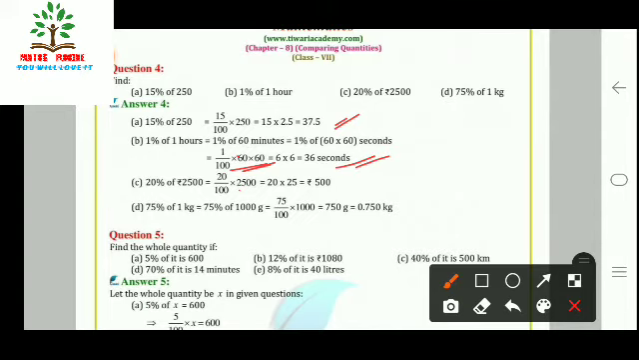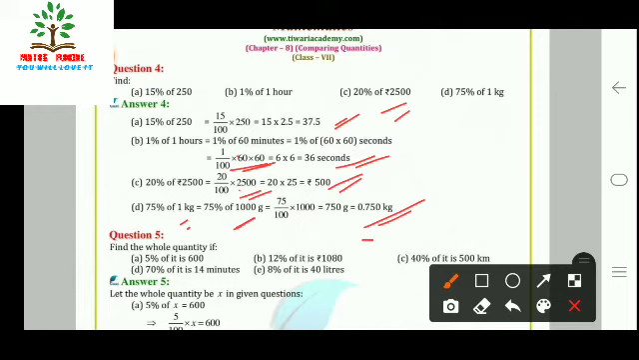Then C is 20% of rupees 2500. So it means 20/100 into 2500, which is equal to 500. Then 75% of 1 kg means converting kg into grams. 1 kg is equal to 1000 grams. So 75/100 into 1000, that is 750 grams, which is equal to 0.750 kg.